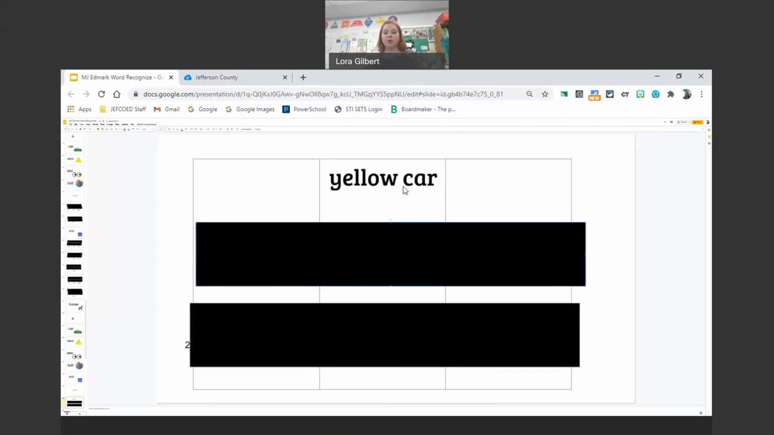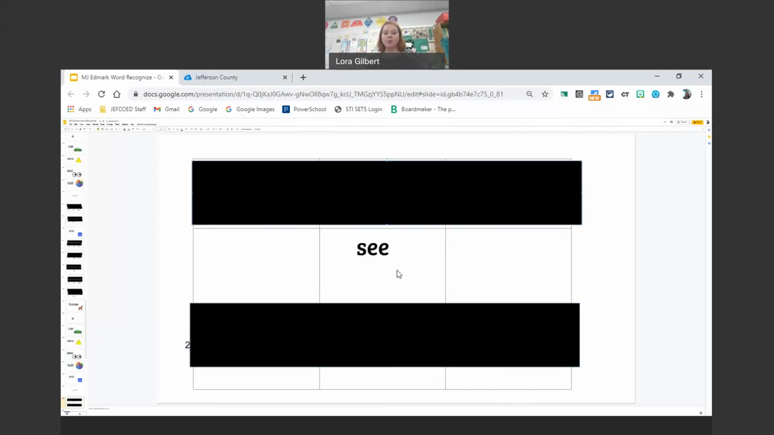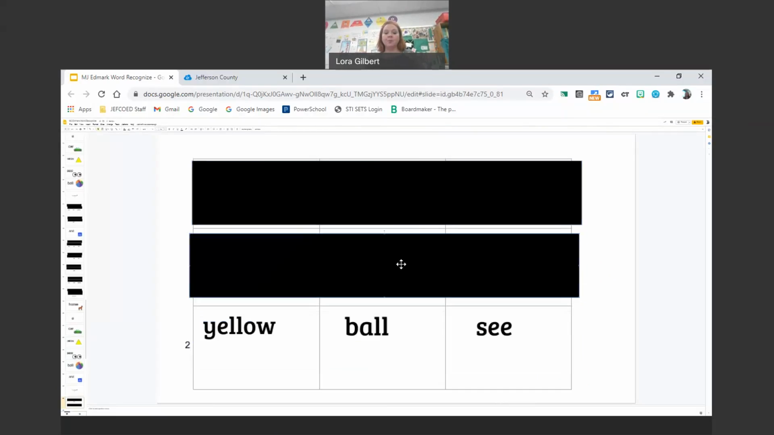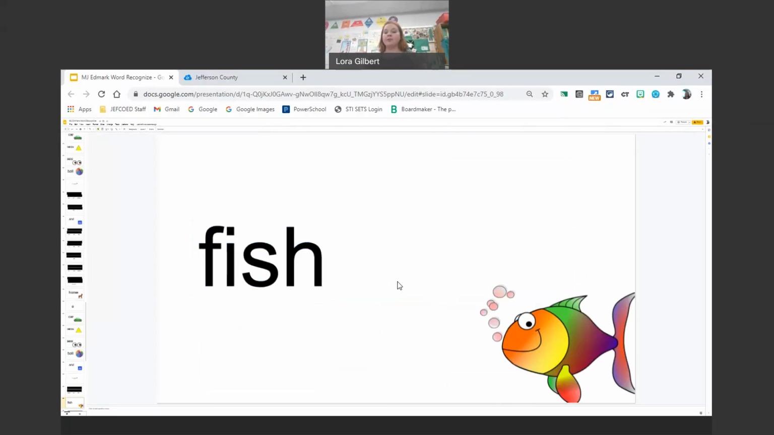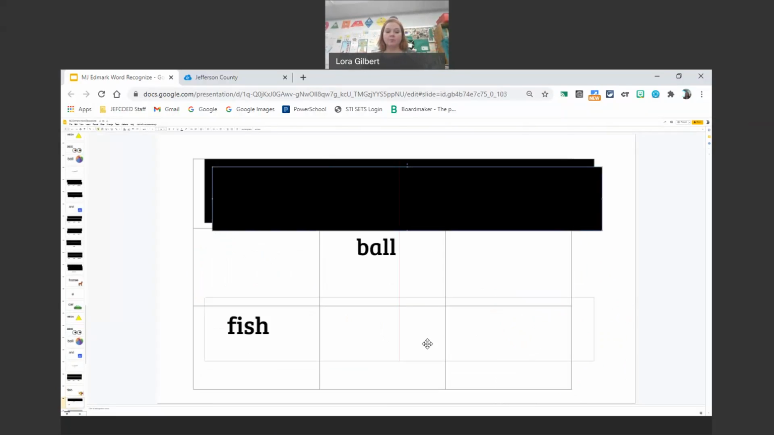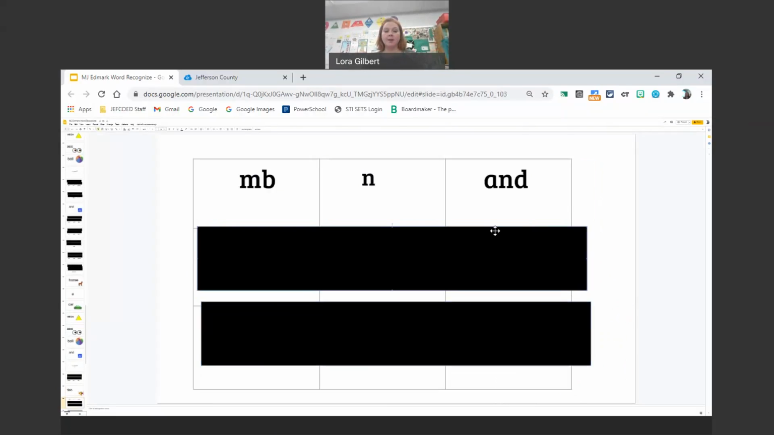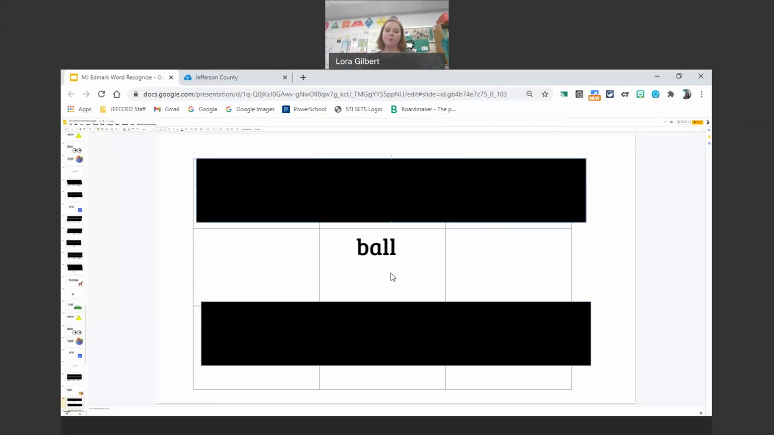Read the sentence, yellow car, or the phrase. What's this word? See. Find the word. We look at the 2, ball. Find the word ball. Now here I have the slide for fish. That means fish is going to be the newly introduced word. So have them look at the word fish, point to fish. All right, and here, you know it's and, so you know that this does not make sense, so the word's and. What's this word? Ball.